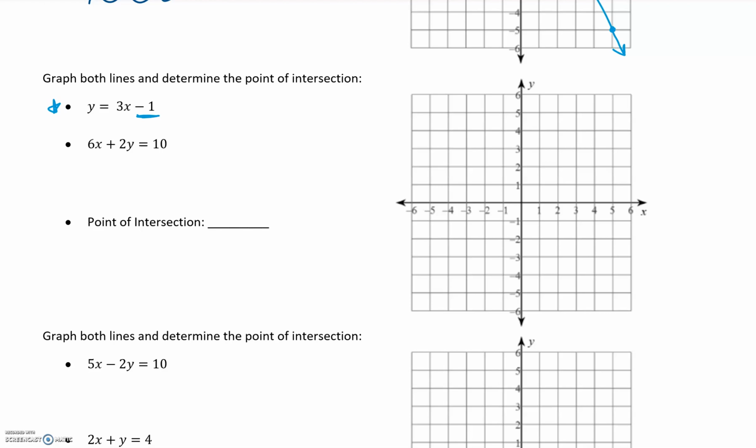So we're going to take our y-intercept and graph it on the y-axis at negative 1. And our slope here is rise 3, run 1. So we're going to go up 3 lines and over 1. Up 3 lines and over 1. I want to continue it in the other direction as well. So down 3 lines and to the left 1. So let's go ahead and connect these dots.